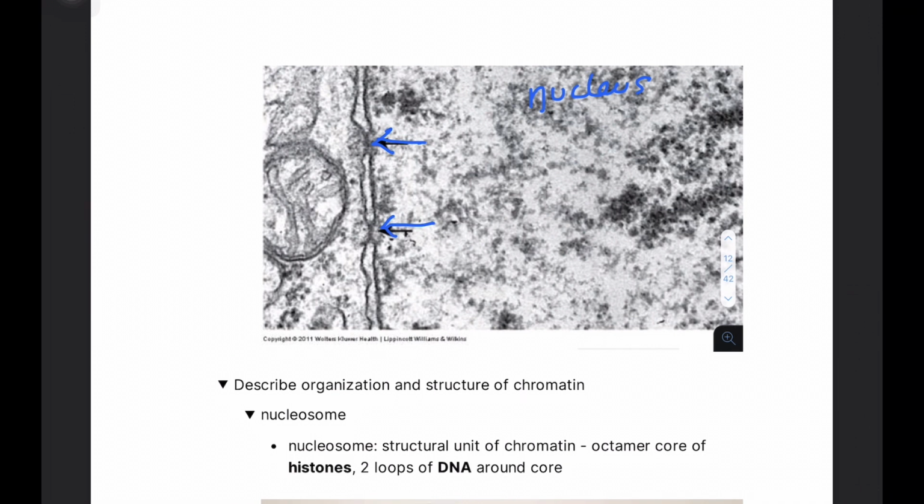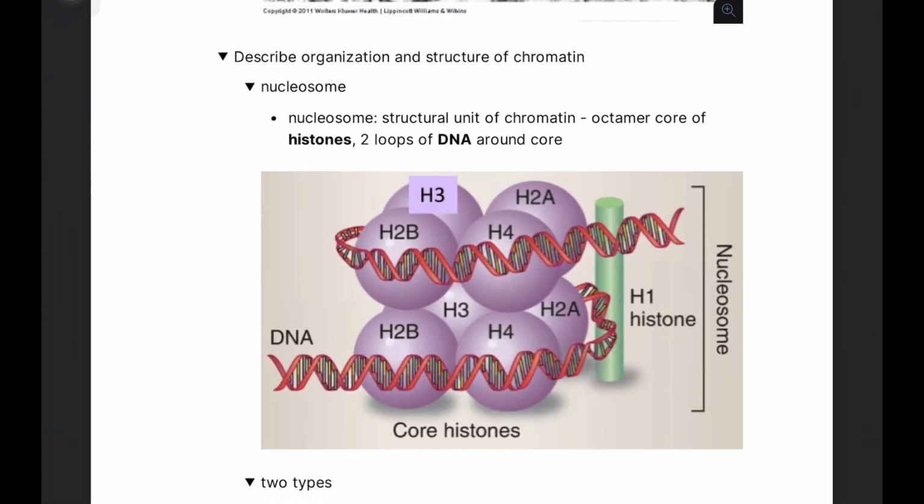So here is just a histo image of your nucleus, and these are your nucleoporins, right? So this is something that's important, right? This is something that they can test you on. Oh, what is this? What am I showing an electron tomography of, right? Electron microscopy of, right?